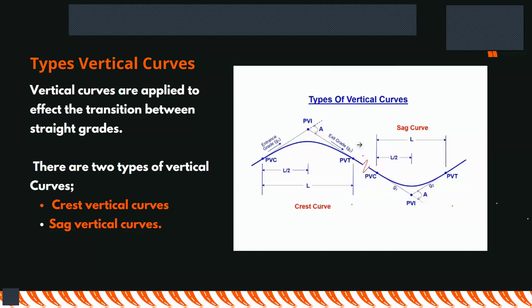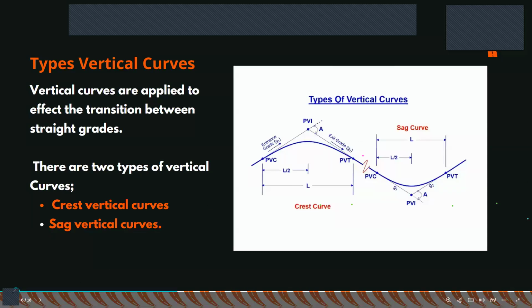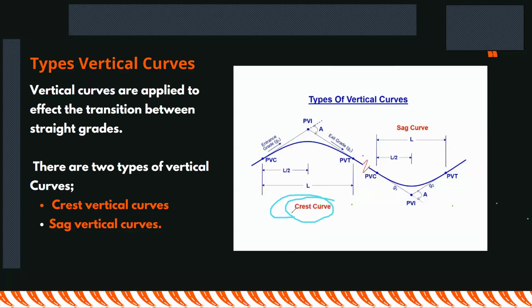So you can see the first one is what we call a crest curve. So we are moving uphill. And there is one important factor I want you to take note of. This is letter L, which is the length of the vertical curve. It's very, very important. We always aim to achieve a symmetrical curve. A symmetrical curve is one where we have two equal halves. That's why you're seeing L over 2 at this point. You will notice the PVI is the same, with the exit grade and entrance grade.